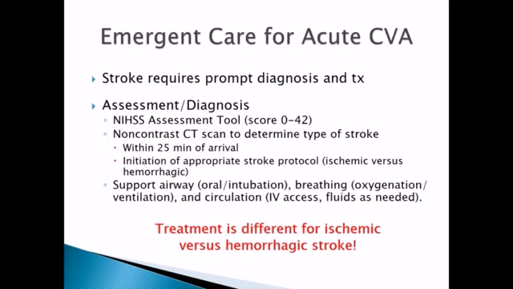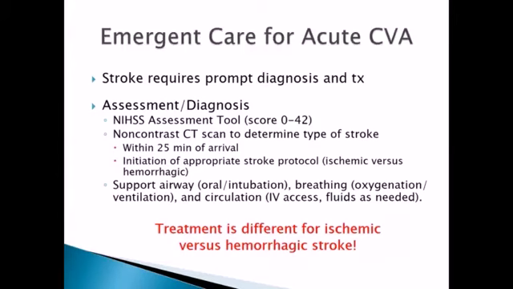Okay, so for emergent care for an acute CVA, at this point, I don't know if it's ischemic, I don't know if it's hemorrhagic, I'm just looking at emergent care. I need prompt diagnosis, prompt treatment. So the first thing that we're going to do is that patient's going to arrive, somebody's doing the NIHSS stroke scale. Okay, we use a special assessment tool that looks at multiple different areas very quickly to evaluate the patient and give them a score of anywhere from 0 to 42.